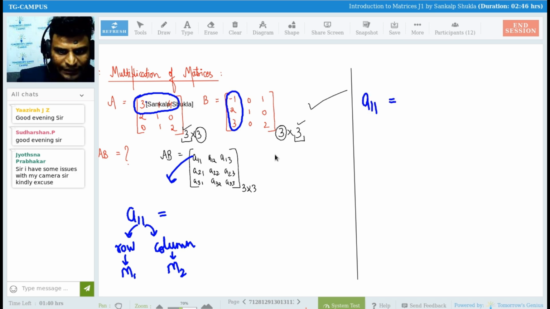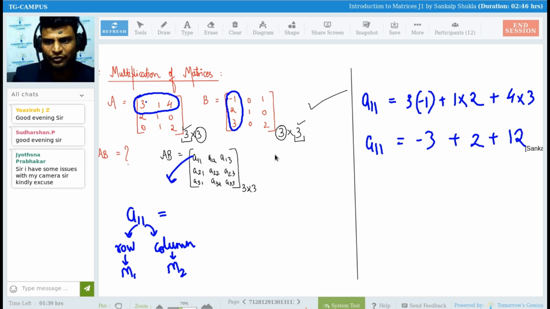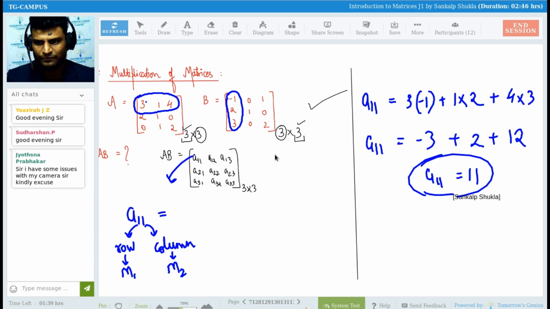It will be 3 into minus 1, 1 into 2 and 4 into 3, and then plus. This is A11. That is minus 3 plus 2 plus 12. 12 plus 2 is 14, minus 3 is 11. So A11 is 11. Okay.